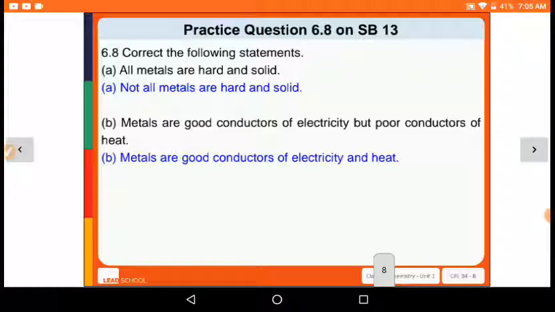In the first answer, all the metals are hard and solid. Why can we not say that? Because there are some exceptional cases of metals which are soft, like lithium, sodium and potassium, that can be easily cut with a knife. So not all the metals are hard and solid. Mostly metals are hard and solid, but with some exceptional cases.